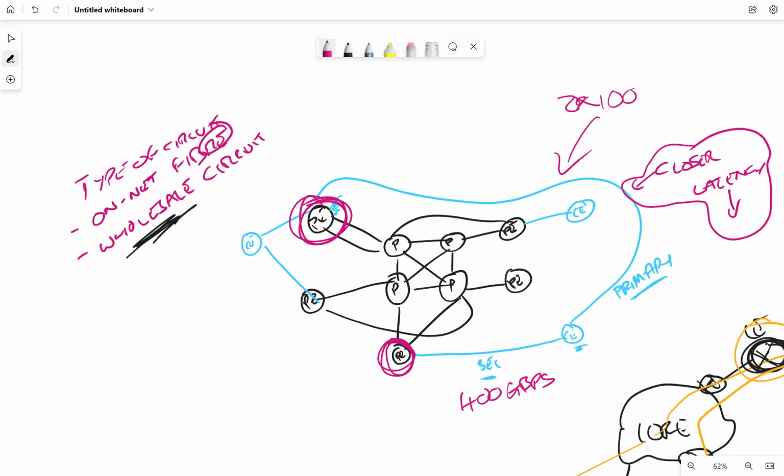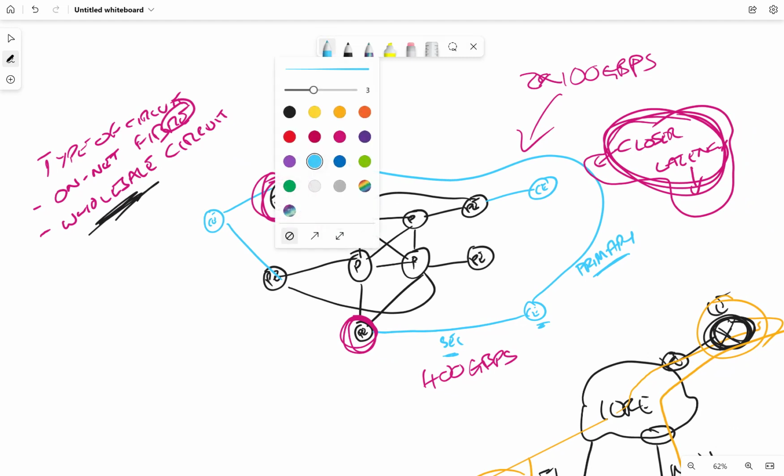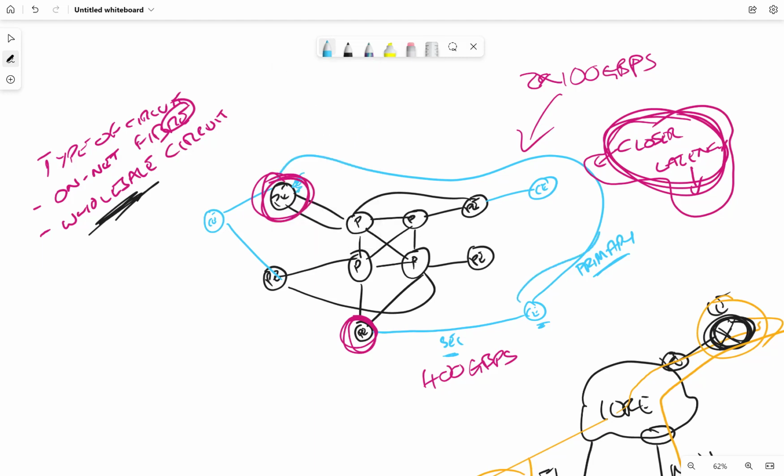100 gigabit per second with better latency. And that might be why, when you strip it back and go back to the first thing that we talked about, why does this circuit actually perform better than going via this particular circuit? Then that is one of the many reasons why.